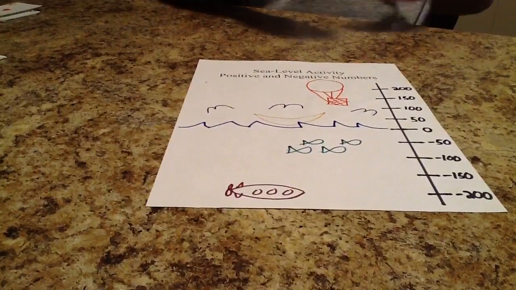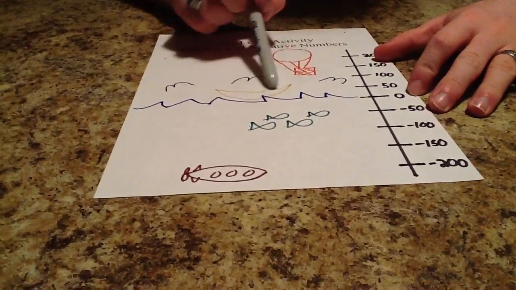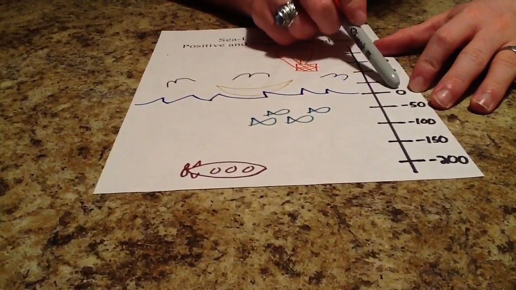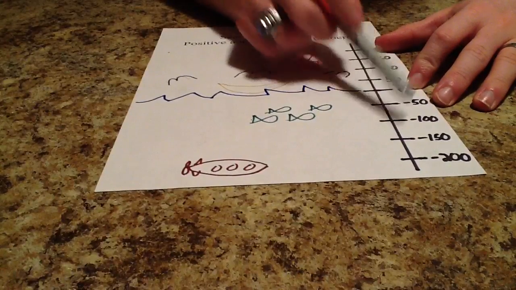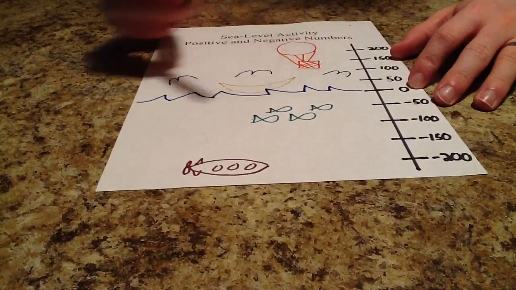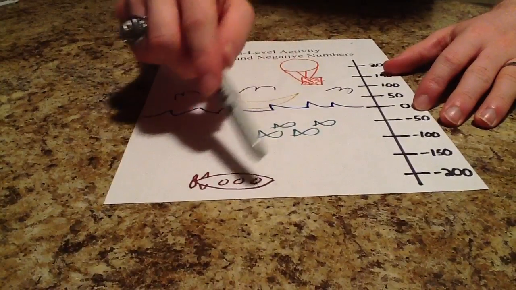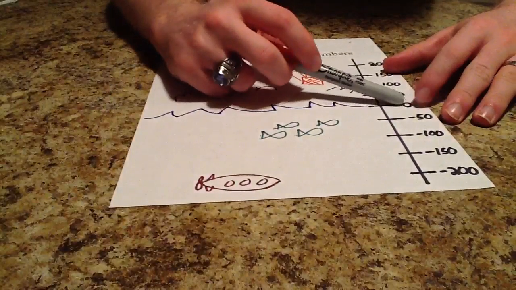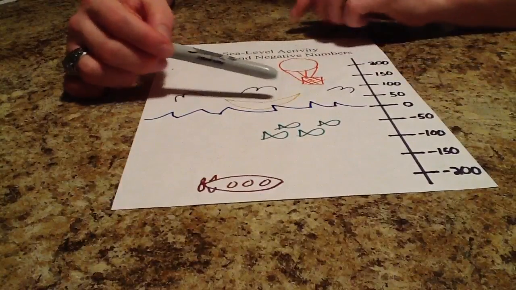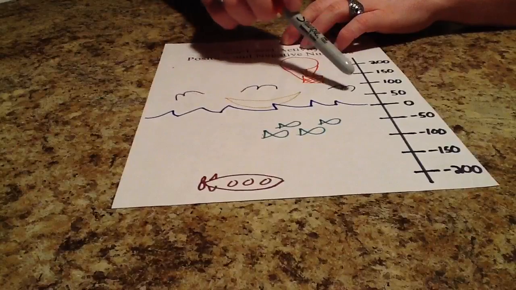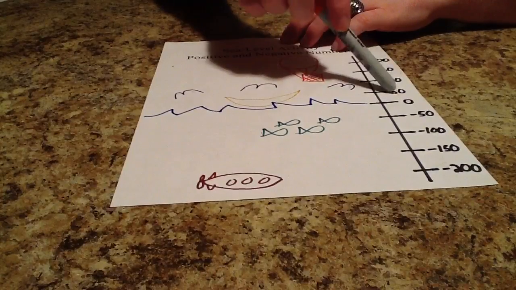Now, the take-home message of this whole activity is for them to understand that where the boat sits and where the water is, zero, this is sea level. It is neither negative nor positive. Zero is a neutral number. You want them to understand that everything below sea level and below this zero, such as the fish and the submarine, are negative numbers. Anything below the zero or below sea level is going to be negative, whereas if it's above the water, like the birds and the hot air balloon, it's above sea level, so anything above zero is going to be a positive number.